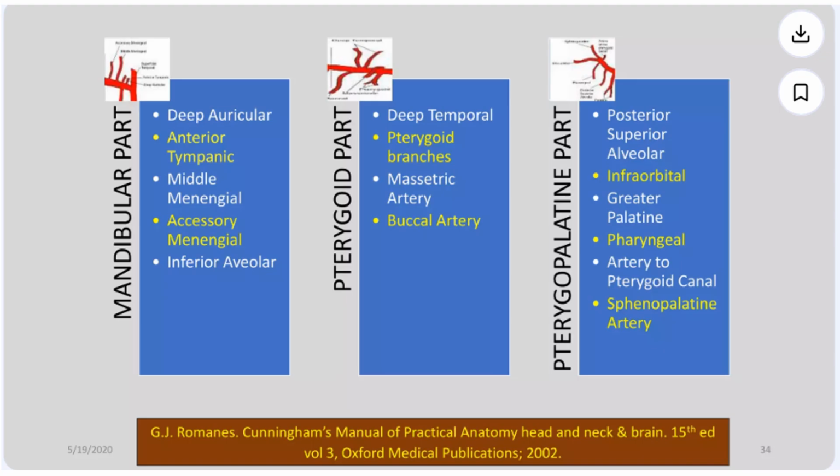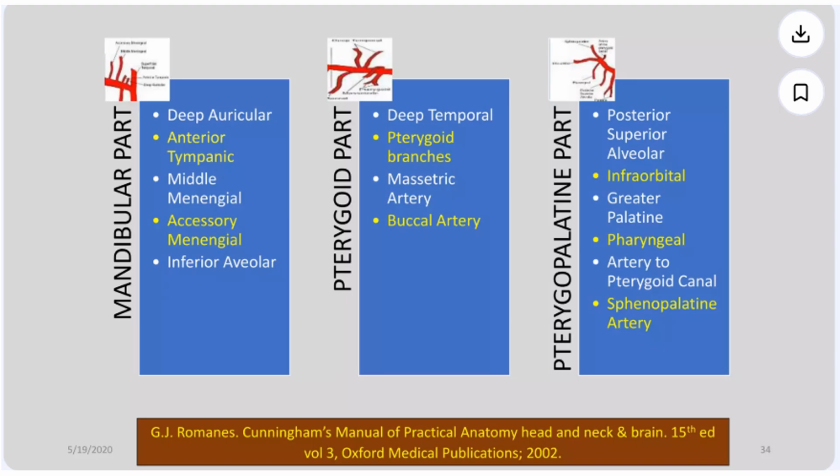We have three parts in the maxillary artery, which is divided into the mandibular part, pterygoid part, and pterygopalatine part. This is the first part, second part, and third part. In the first part, it gives five branches: deep auricular branch, anterior tympanic branch, middle meningeal branch, accessory meningeal branch, inferior alveolar branch.